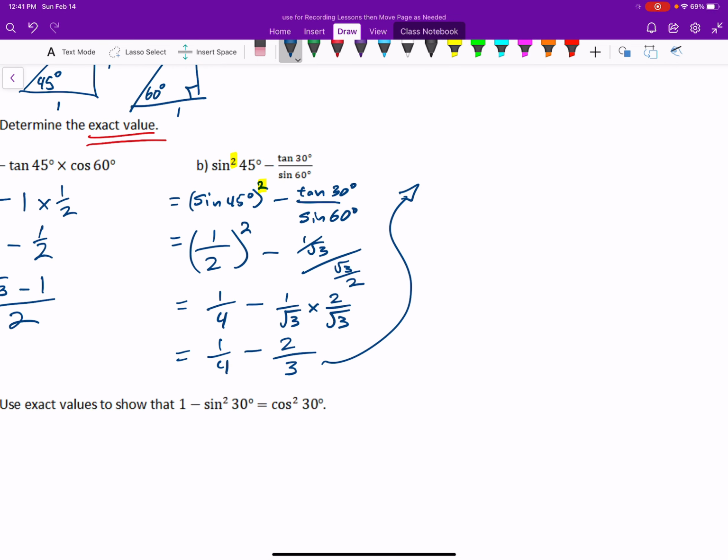I need a common denominator to go any farther, so 12 would work. If I multiply 1/4 top and bottom by 3, I get 3/12, and 2/3 times 4, top and bottom, is 8/12. Subtracting only the numerators, I have 3 minus 8 is -5. The denominator stays the same, and there's my exact value in that case.